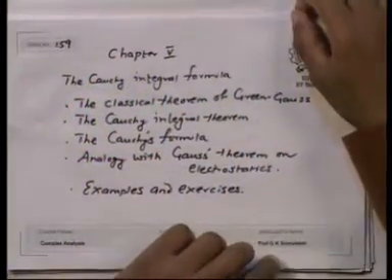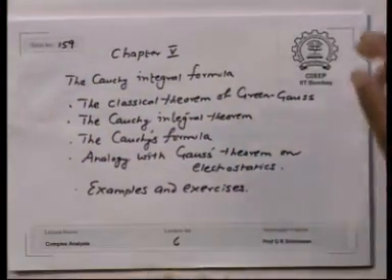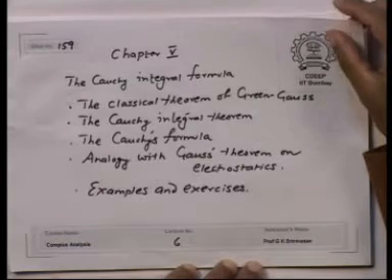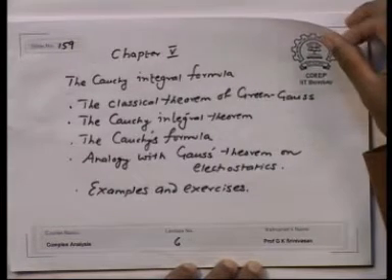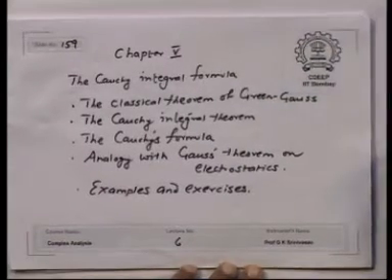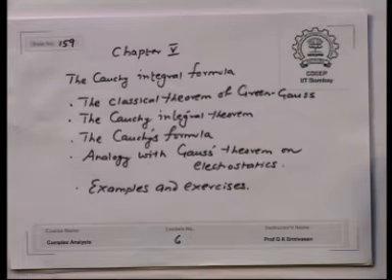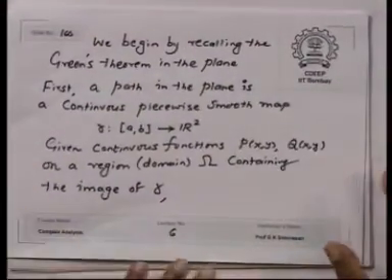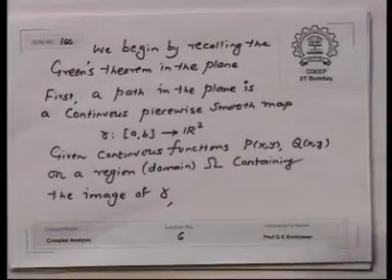So today's chapter is chapter 5, the Cauchy integral formula, the classical theorem of Green-Gauss. We shall review the classical theorem of Green and Gauss, the Cauchy integral theorem, the Cauchy formula, and we will see some analogies with Gauss's integral theorems on electrostatics, and then will be followed up with some exercises. And so we begin by recalling Green's theorem in the plane.